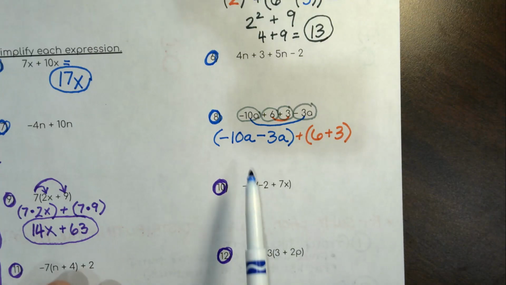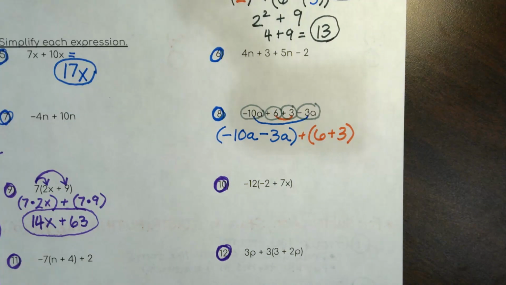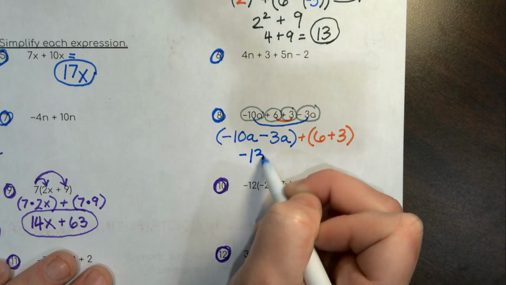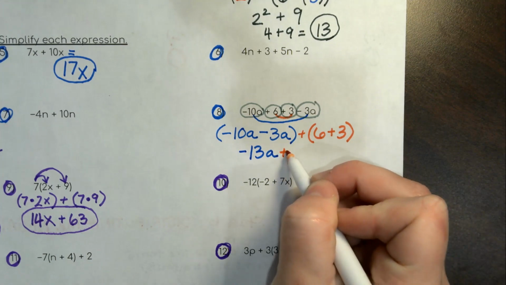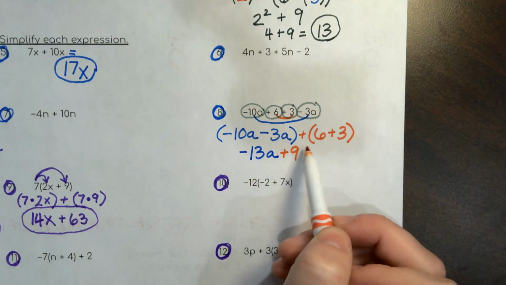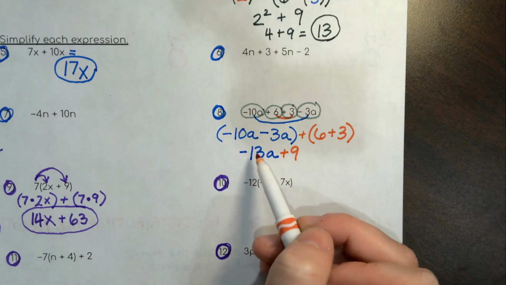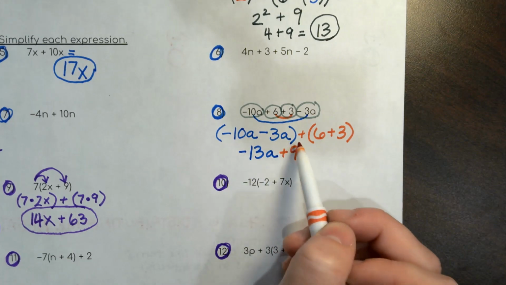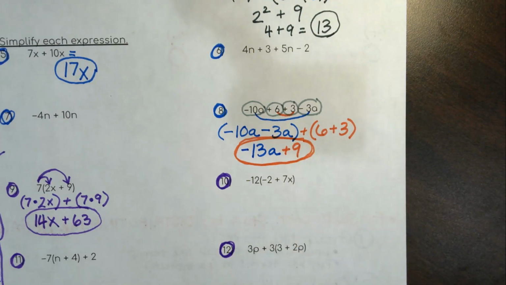What are you going to get when you do negative 10a minus 3a? Negative 13a. Good. What about 6 plus 3? 9. Plus 9, absolutely. And these terms are not like terms. A is attached to a negative 13. 9 has no variable attached. So this is as far as we can go. And that's our answer. You're going to circle it. That is the whole answer.